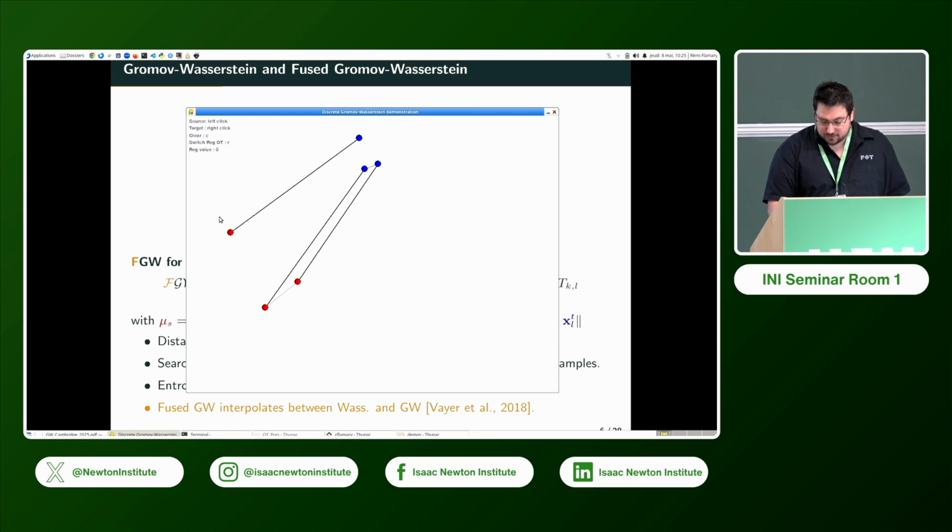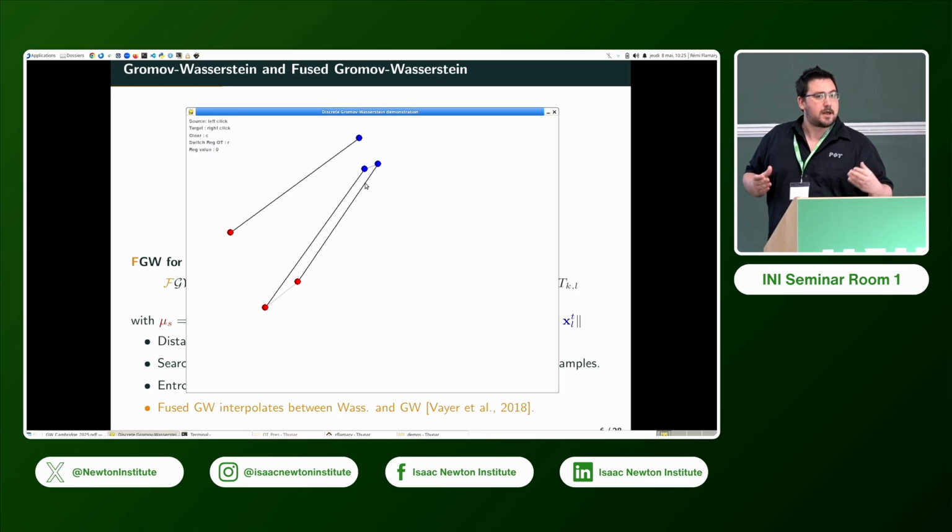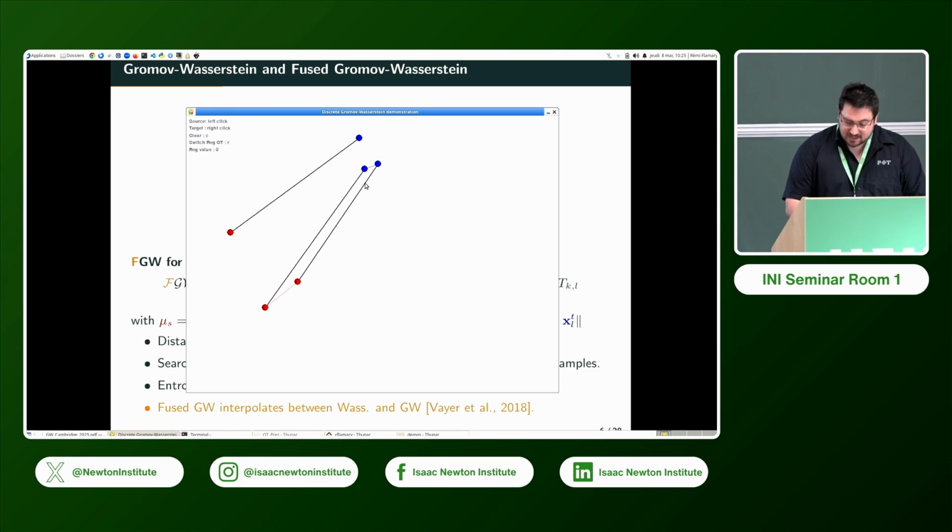And you see that the point that is far from the other ones goes to the point that is far from the other ones, and the two that are close go to the two that are close. The plan is actually invariant to scaling also. The cost is not invariant to scaling because the distance won't be the same, but the plan will not change if you scale. Okay, and so you can do a lot of things with that.